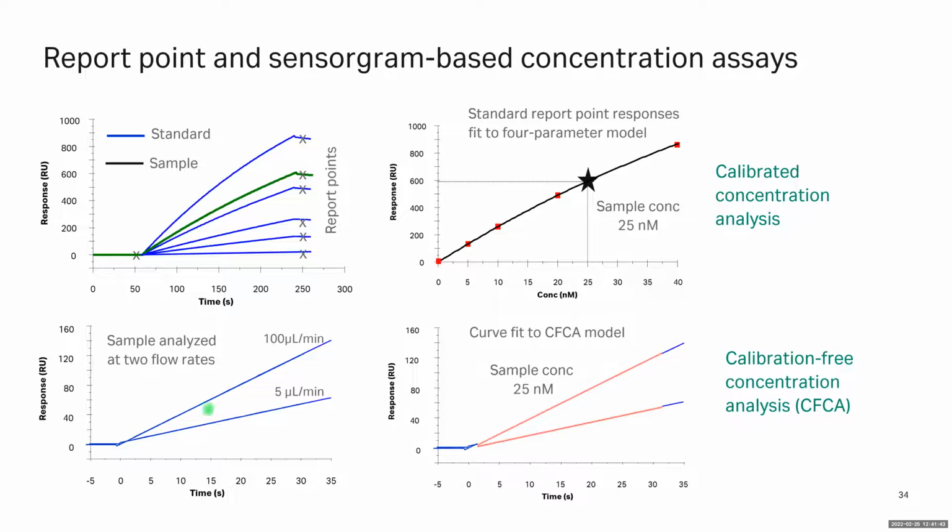We can inject our sample at 2 different flow rates, which will have 2 different diffusion distances to the chip surface. We're now measuring binding as a function of diffusion rate and concentration. So we'll have 2 different slopes here and can fit our binding level as a function of the hydrodynamics of that protein and total concentration.